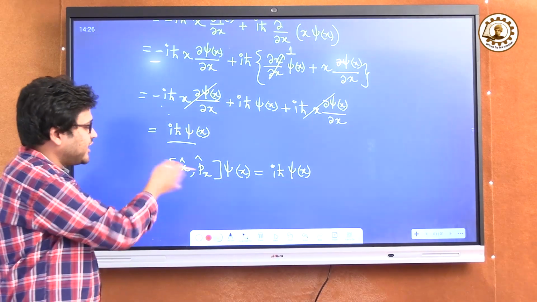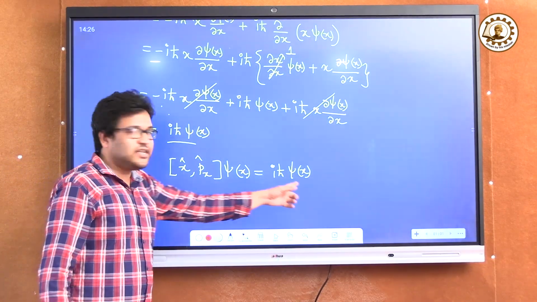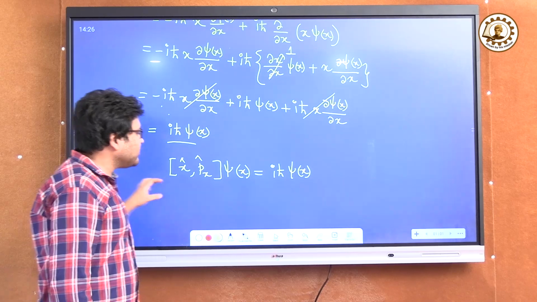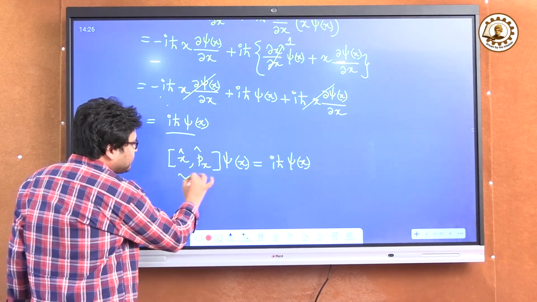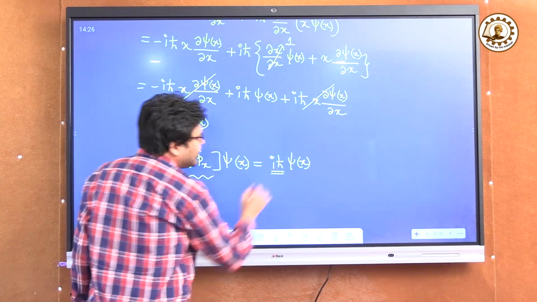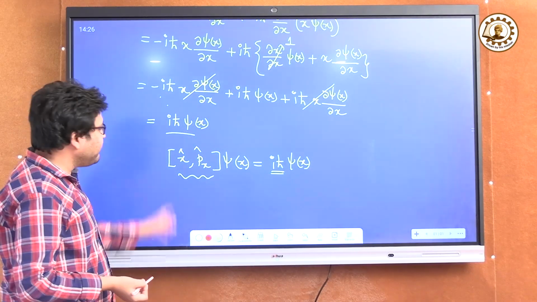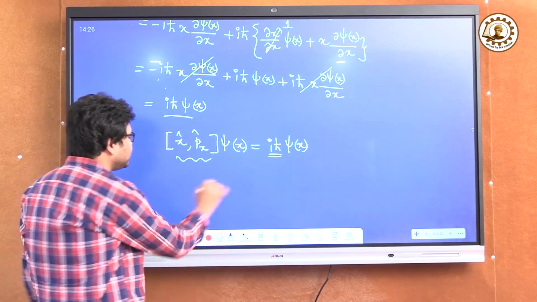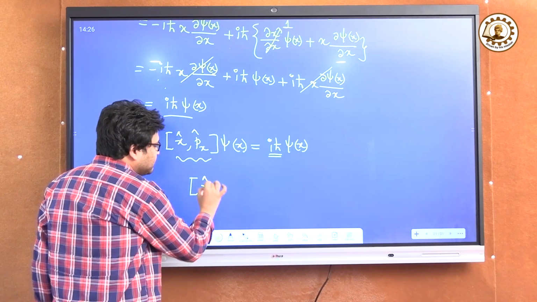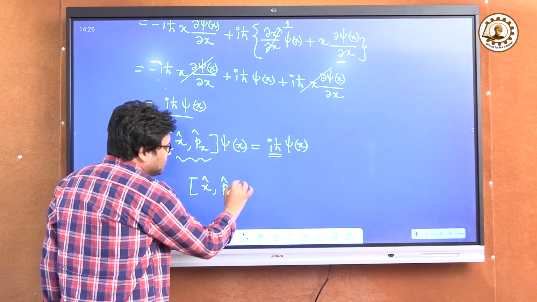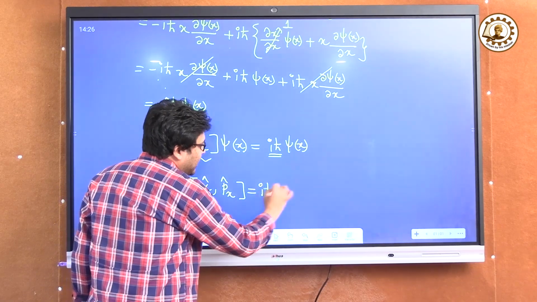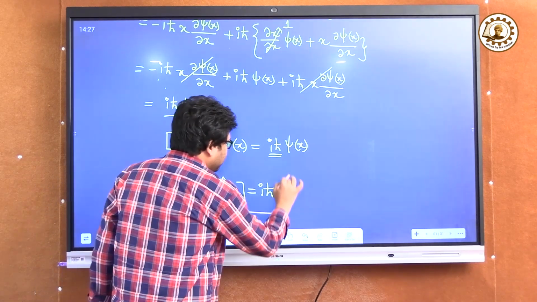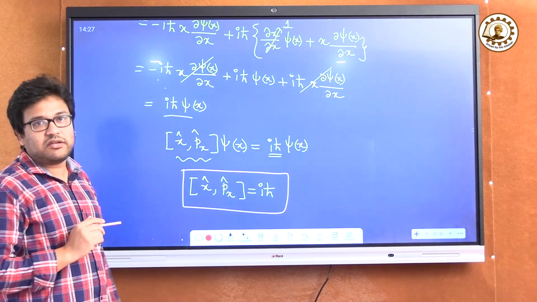Now look carefully at both of the sides. On both sides we have the wave function itself, and equality is maintained between both sides. So by comparing both sides, we can conclude that this commutation is equal to iħ. So we can conclude that the value of this commutation bracket is equal to iħ. So this is our value of the given commutation.